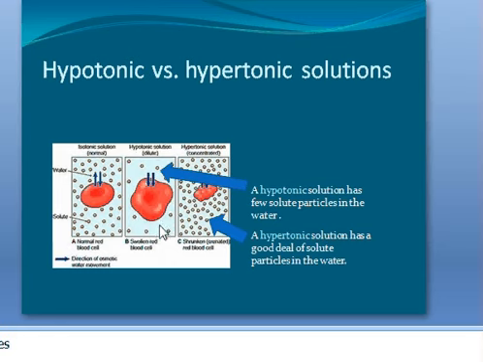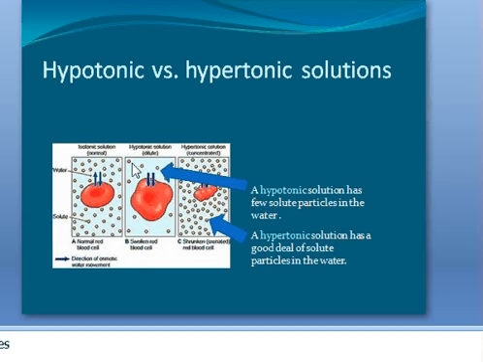The hypotonic solution had very few solute particles on the outside, but there's quite a bit more solute in here. So where is there more water? There's more water on the outside because there are very few particles. So that makes me think, oh, there's more water on the outside. So what's going to happen?